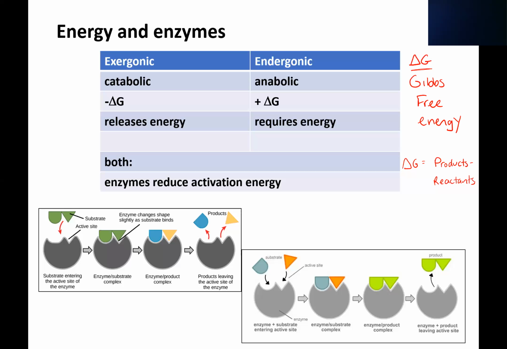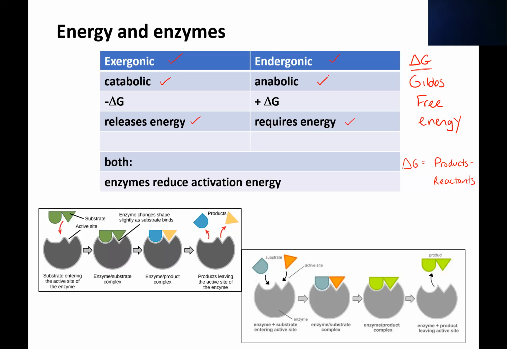So this little table is just to remind you about our two types of reactions. So we have exergonic, which is energy releasing reactions, and endergonic, which are reactions that require energy. So energy releasing reactions would also be considered catabolic, right? So when you're breaking down food, you're releasing energy for your cells to use. Anabolic requires energy. So this is when you're building things up, right?